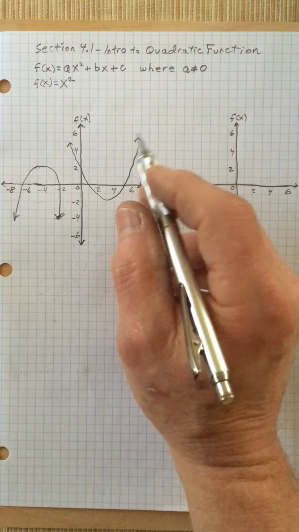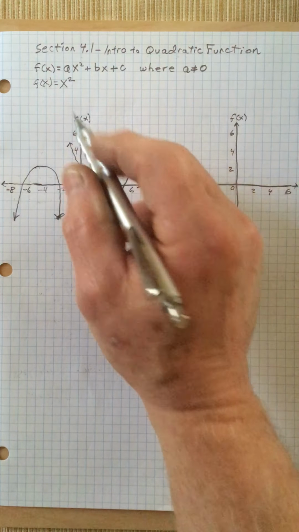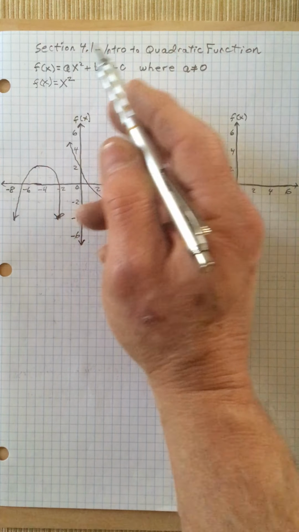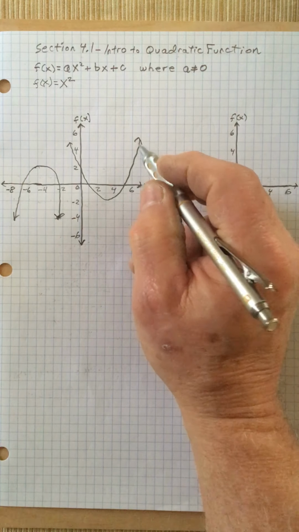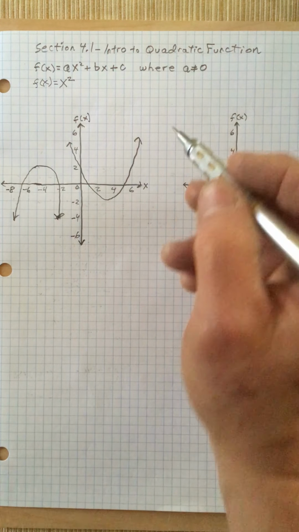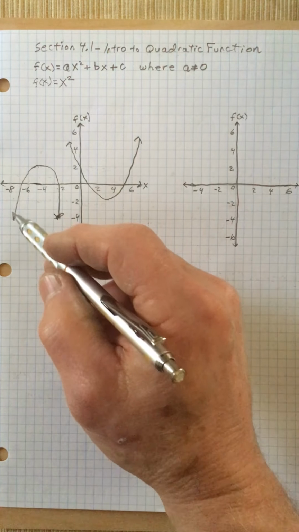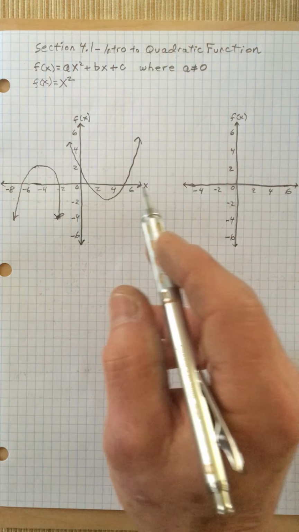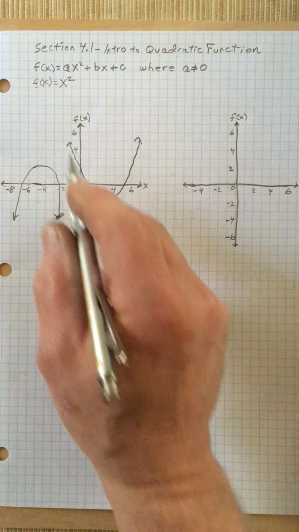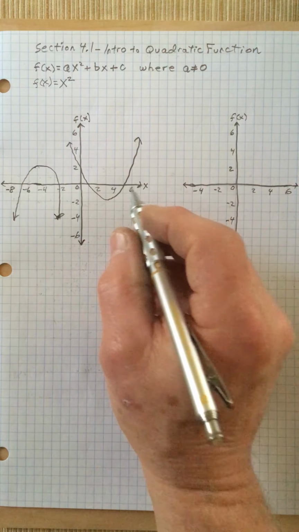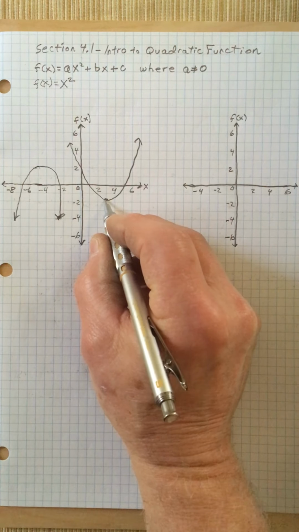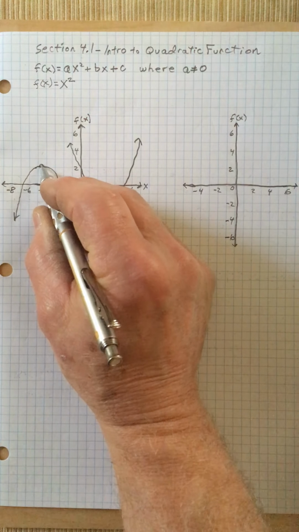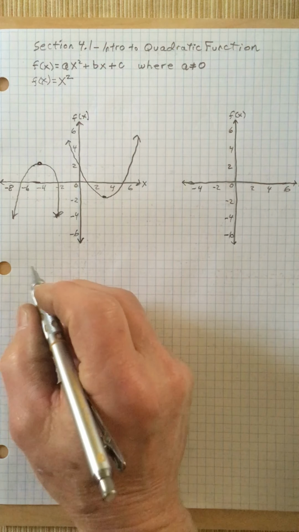So the first thing to notice is, and it's not apparent, but we did look at it in transformations, when a is positive, the parabola goes up. And when a is a negative value, the parabola opens down. Now, the point where the parabola changes direction, like right here, goes from down to up, or here, that's called the vertex.